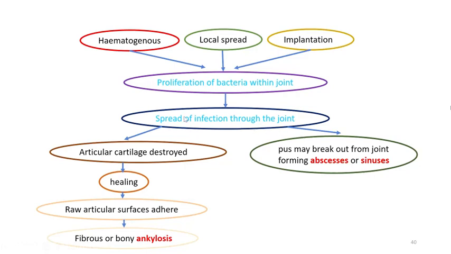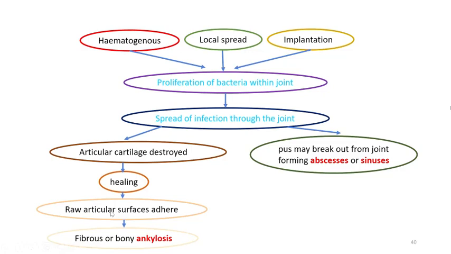And due to the infection itself, or maybe due to the acute inflammatory mediators released from the inflammatory cells, the articular cartilage covering the bone surface at the joint will get destroyed. And when the articular cartilage is destroyed, the healing will be delayed.